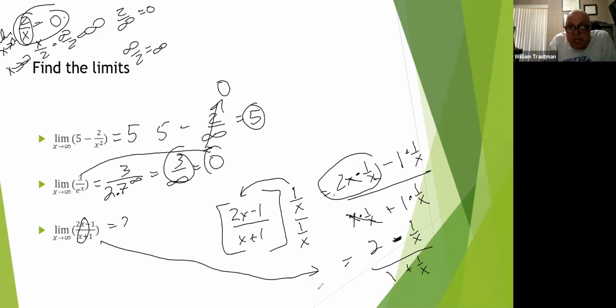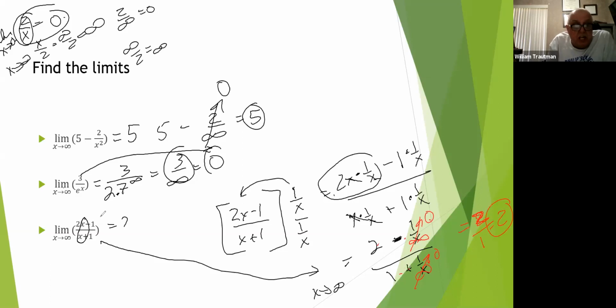If I make x approach infinity, do you see if I put infinity here, 1 divided by infinity turns to 0. 1 divided by infinity, this turns to 0. 2 minus 0 equals 2. And 1 plus 0 equals 1, so I get 2.